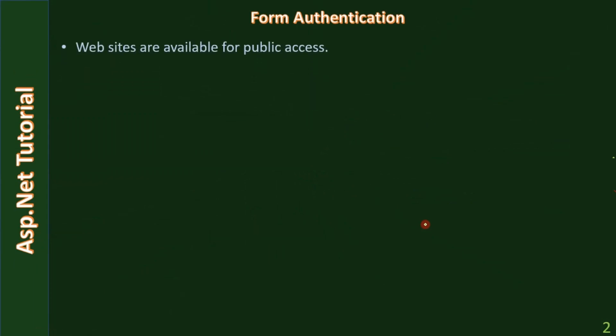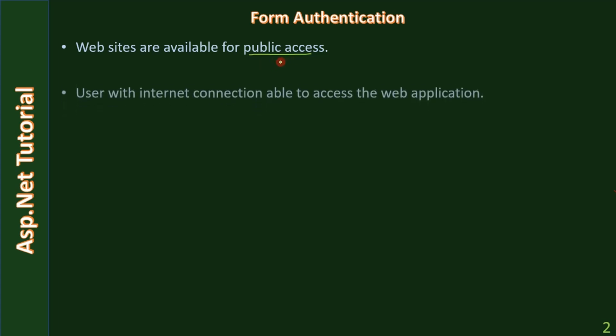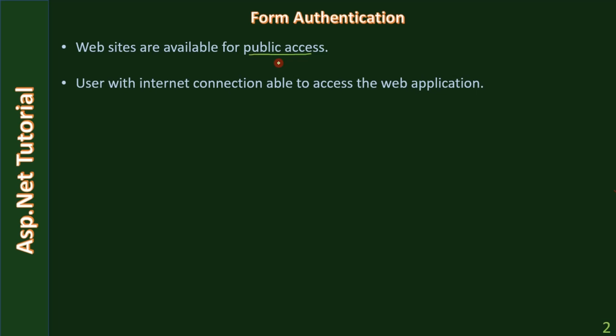Websites are available for public access. That means any user with internet access can get into the website. So that's why it is open for all the users all over the world. So we call that public access. A user with an internet connection is able to access the web application. That means any user can access the website.